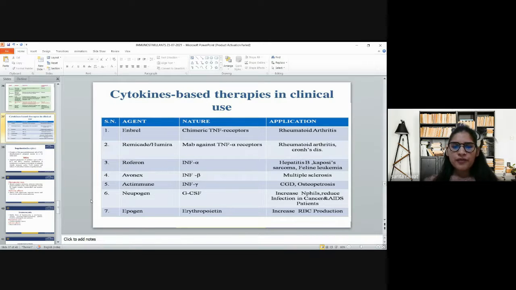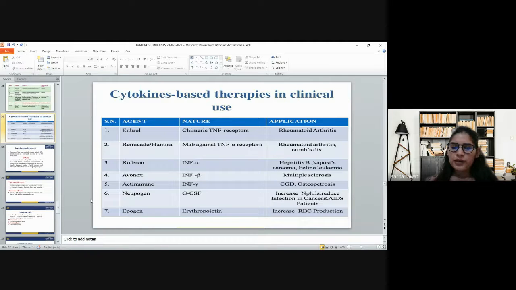Then the next agent we have Roferon. So the nature it has is IFN alpha. Applications included in hepatitis B, Kaposi sarcoma, hairy cell leukemia. Then the next we have Avonex. So the nature included IFN beta and the application is in multiple sclerosis. Then the next agent we have Actimmune and the nature is IFN gamma and the application included CGD, osteoporosis.